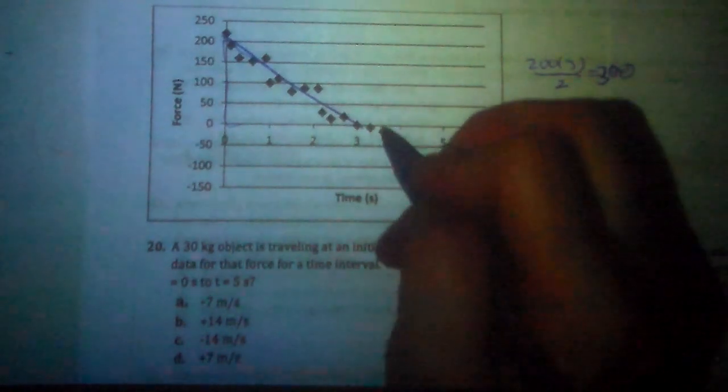Now for this area, there are a couple ways you can do it. Some people do from like 3 to 5 as a triangle like this, or you could maybe do a rectangle from 4 to 5. It's not super, but roughly the same answer.